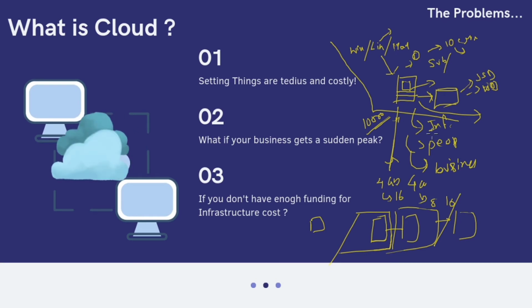But you have already bought this infrastructure, you have already hired people to manage this infrastructure, yet you cannot focus on your business. There are lots of problems. So what do you think, what is the solution for that?